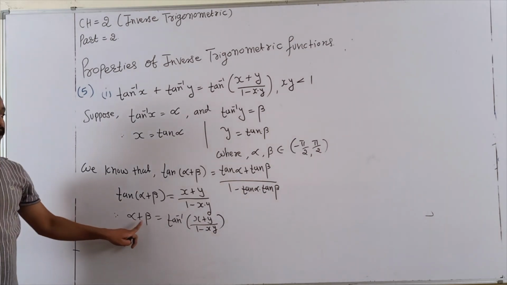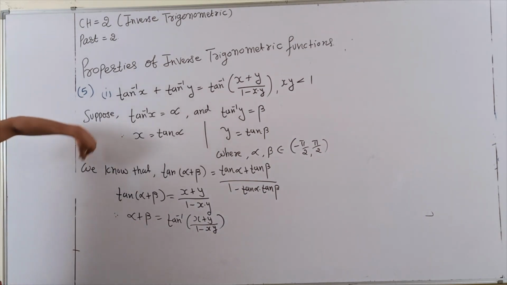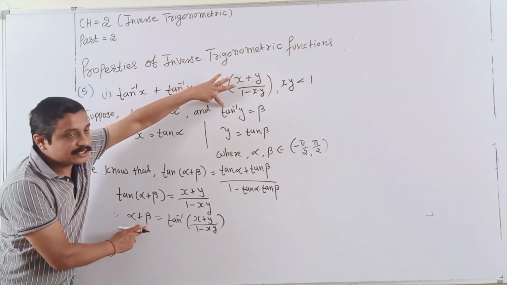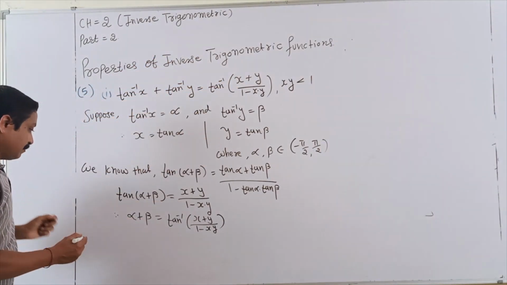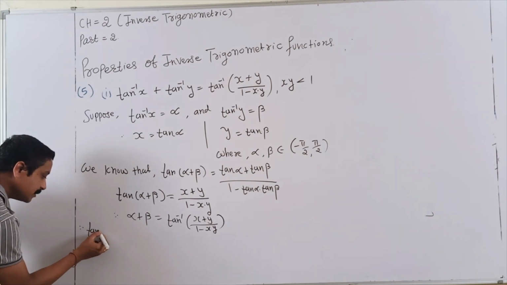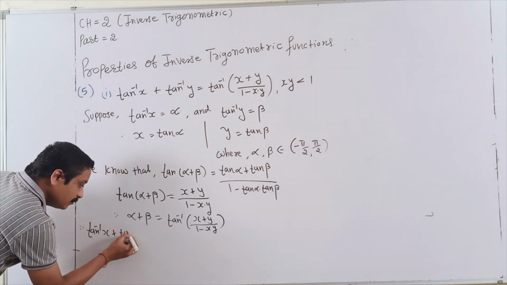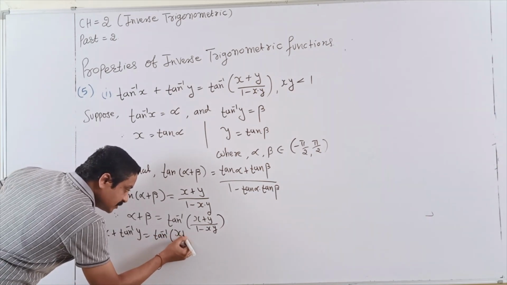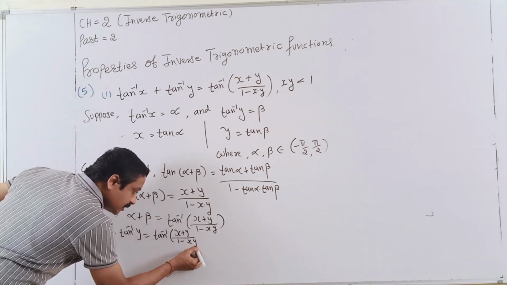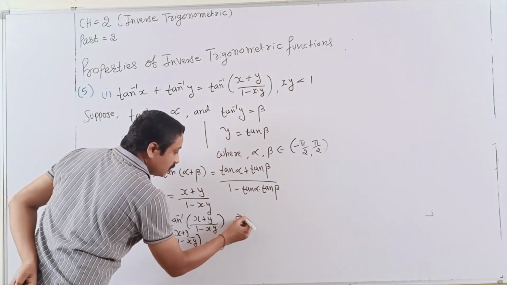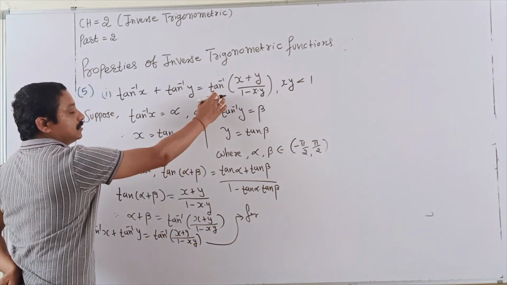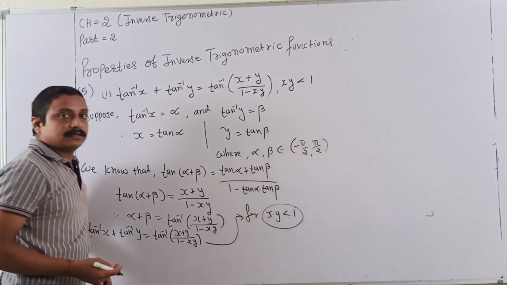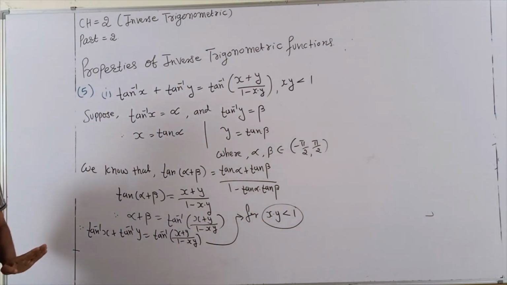And putting the alpha and beta values: alpha you already assumed, students, is tan inverse x, and beta is also assumed to be tan inverse y, and happily done. So tan inverse x plus tan inverse y is equal to tan inverse of (x plus y) upon (1 minus xy). But for the condition, especially xy less than 1, this property is valid.